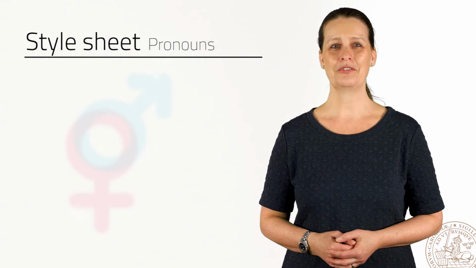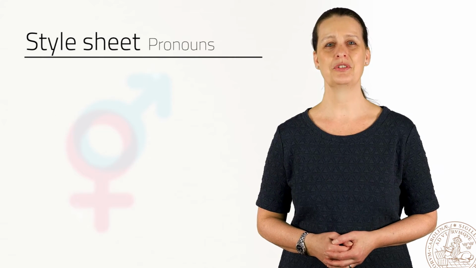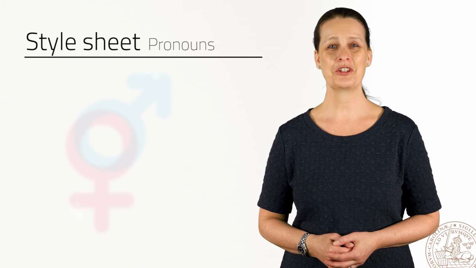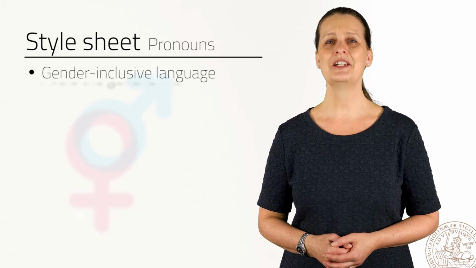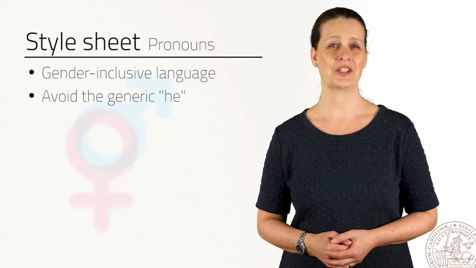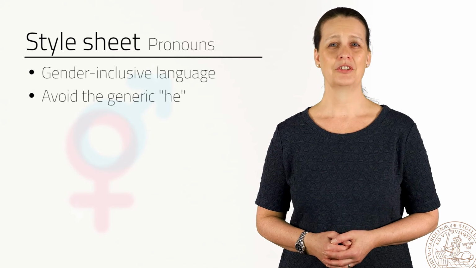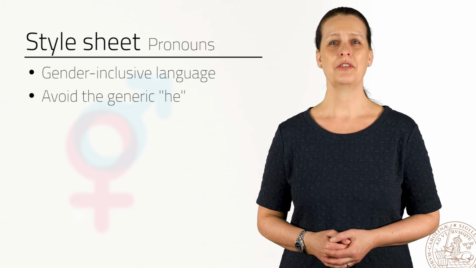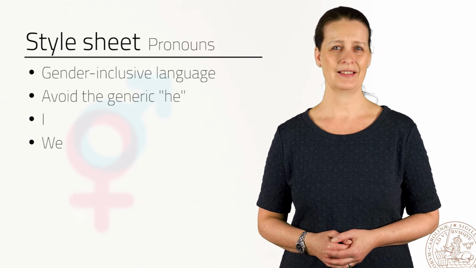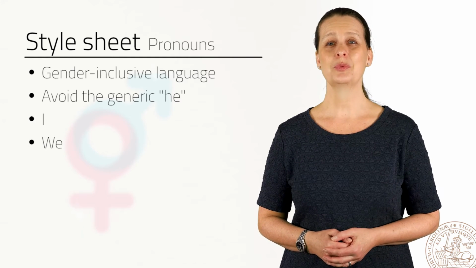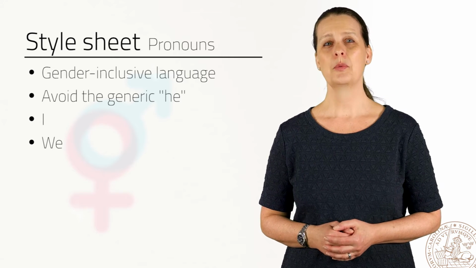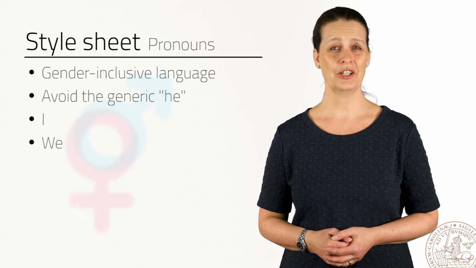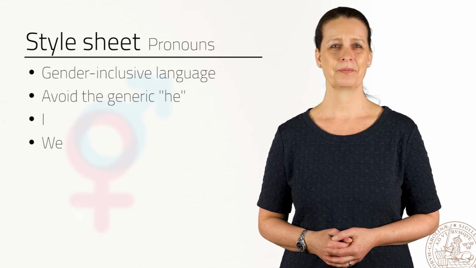Another thing you often find in style sheets is how to use certain pronouns. For example, it may tell you to use gender-inclusive language and avoid the use of he as a generic pronoun. A style sheet may also regulate the use of I and we in the text. Some style sheets will tell you to use them when you refer to yourself, the author, whereas others will tell you to use alternative expressions.